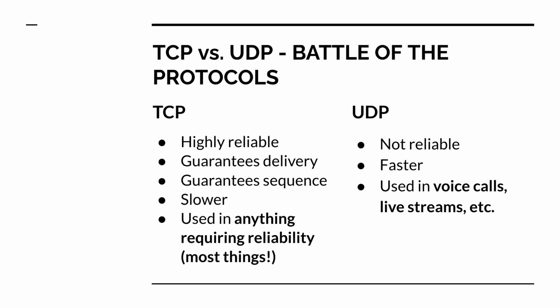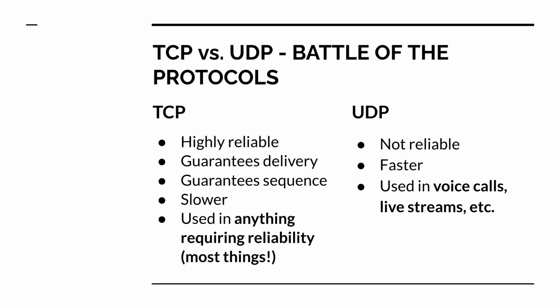This is the battle of the protocols, right? So TCP is highly reliable. It guarantees delivery. It guarantees the sequence that the packets arrive and makes sure that they are coming in the correct order, and it can reorder them if they are out of order. They might get out of order because the routers that each packet takes can be different, which is just amazing if you really think about it. TCP is slower though, but it's going to be used on anything that requires reliability. That's a lot of stuff on the internet.